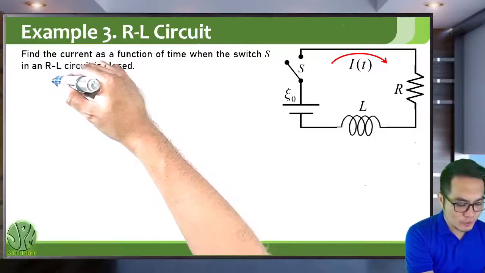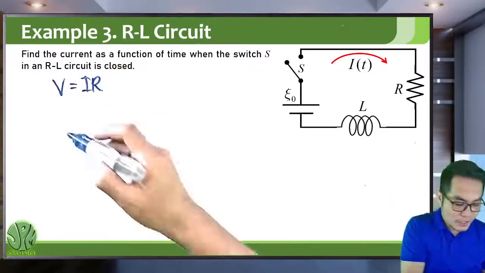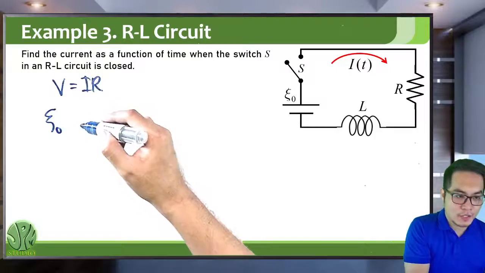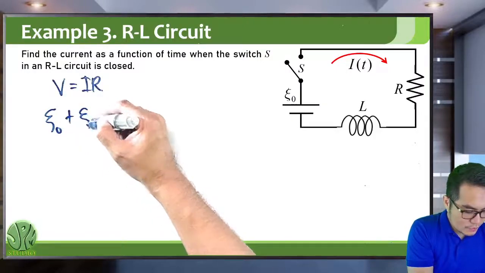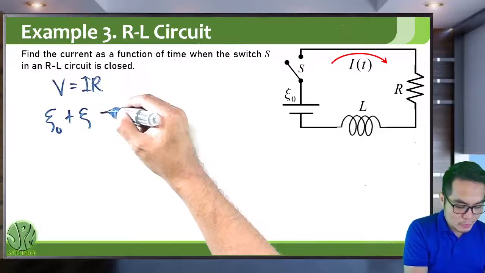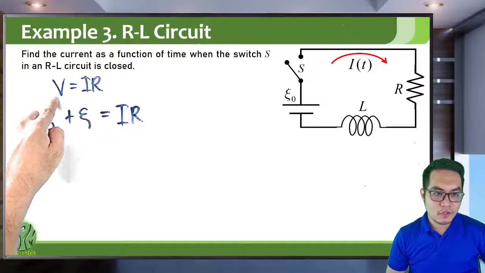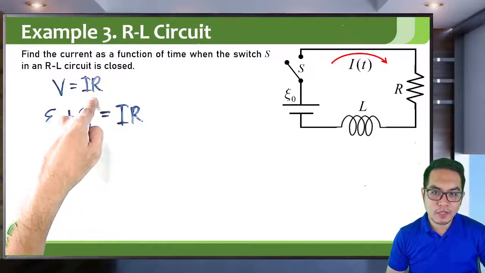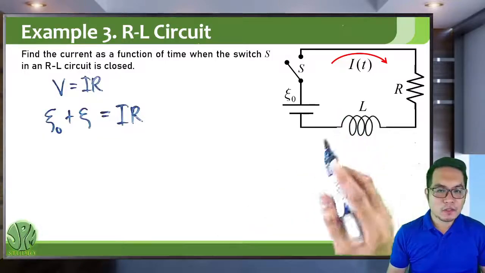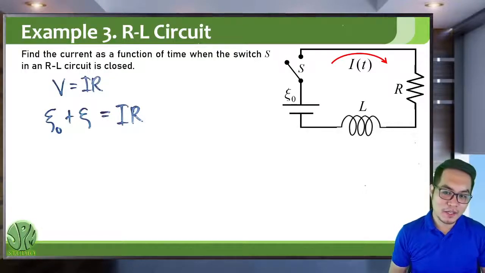So we start with Ohm's law. V is equal to I times R. So the total voltage in the circuit is just the voltage of the source plus the induced EMF in the inductor, and that's equal to the voltage delivered to the resistor. So basically, your inductor is similar to a capacitor. It stores potential energy. But in the case of inductors, it stores magnetic potential energy.